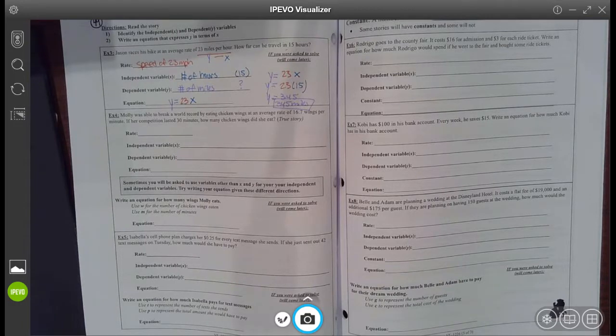It says Molly was able to break a world record by eating chicken wings at an average rate of 16.7 wings per minute. If her competition lasted 30 minutes, how many chicken wings did she eat? And that's a true story. That's actually a world record.